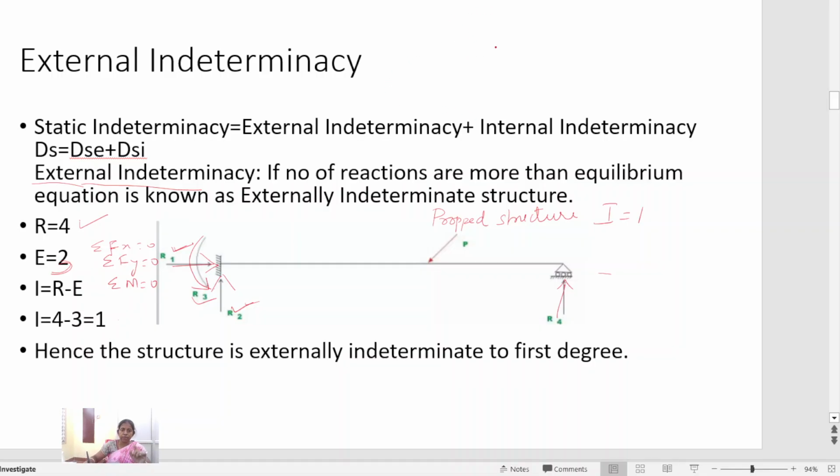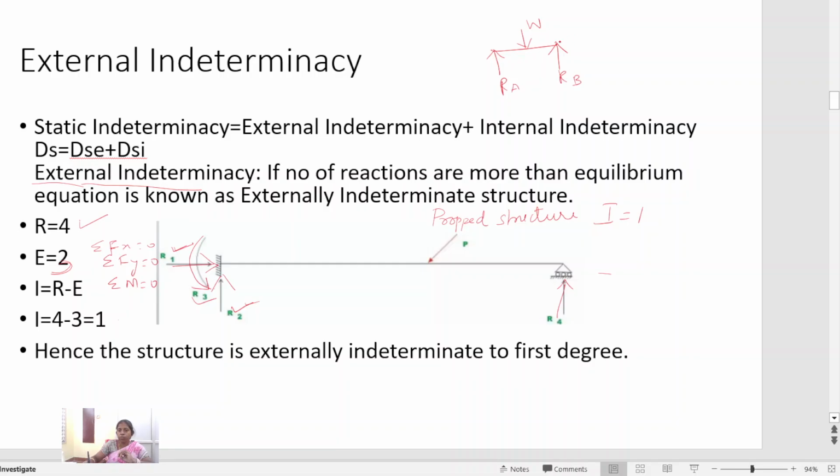I am going to tell in which situation the equation is considered to be 2. You consider a simply supported beam with a vertical point load W. And what are the reactions it can get? Reaction at A, RA, reaction at B are the two unknowns.